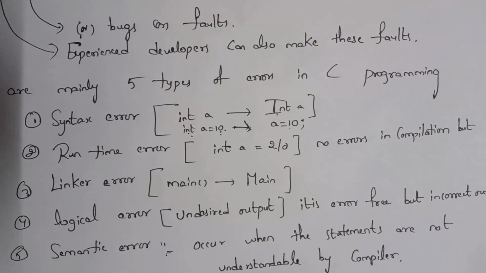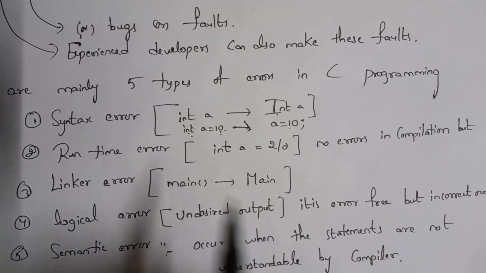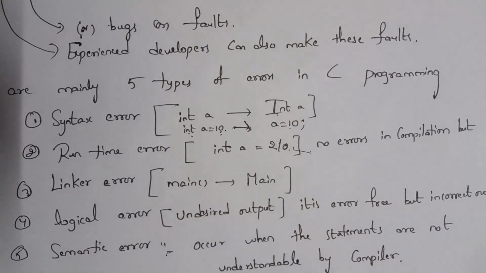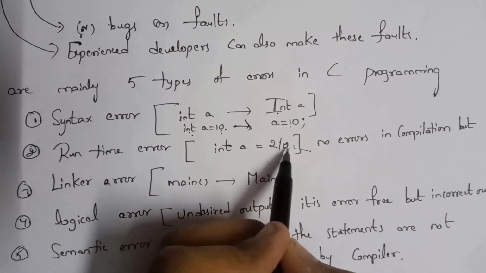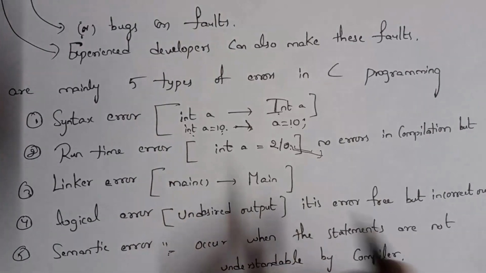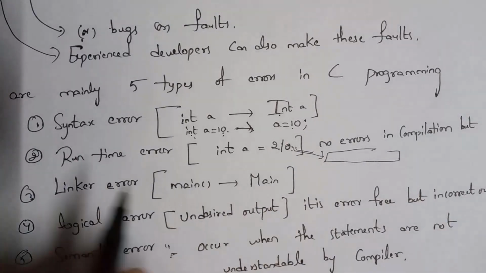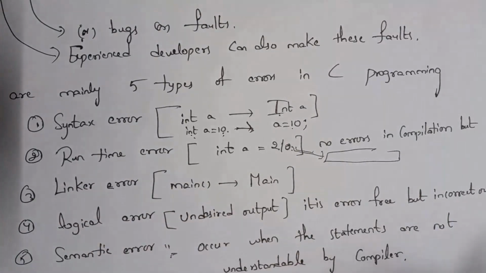A runtime error is nothing but, whenever you compile your program, that is whenever you press Alt F9, it will not display any error, but after executing your program, that is at runtime, it will display an error. For example, if I write here int a equal to 2 by 0, if we divide any number by 0, then the result will be undefined. So whenever you write int a equal to 2 by 0, it will not display any error during compilation, but after executing your program you will not get output, because if we divide any number by 0 then the result will be undefined, so I will not get any output. This is known as a runtime error.